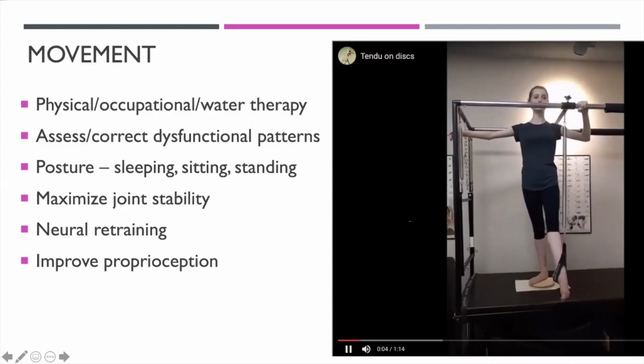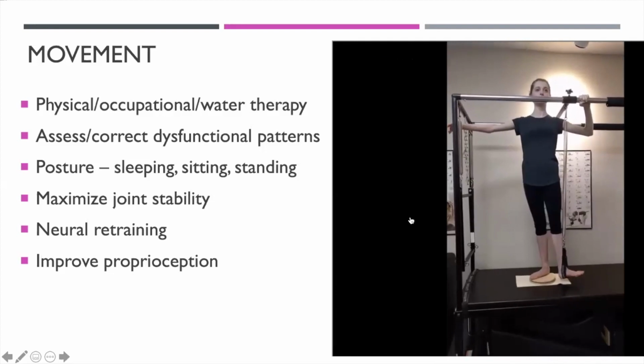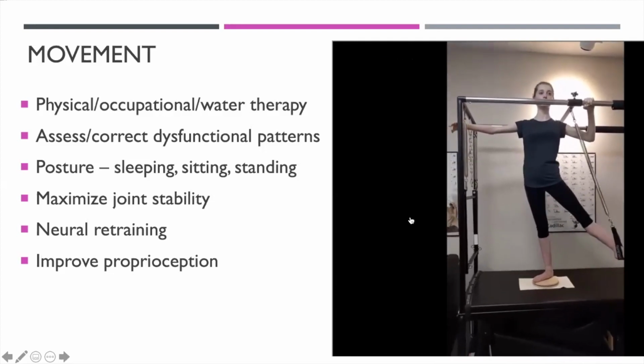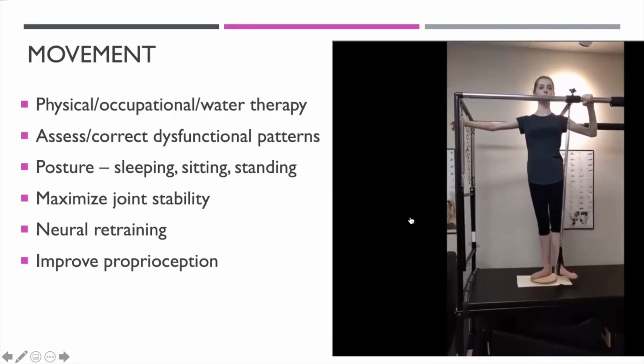Okay, we even got sound here. So this is Jennifer working with the same dancer that I had showed you earlier who has hypermobile Ehlers-Danlos syndrome.